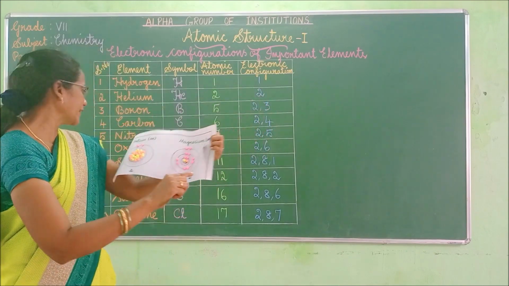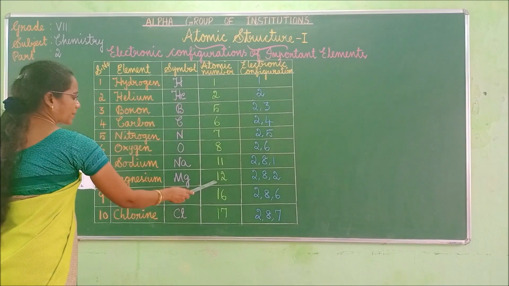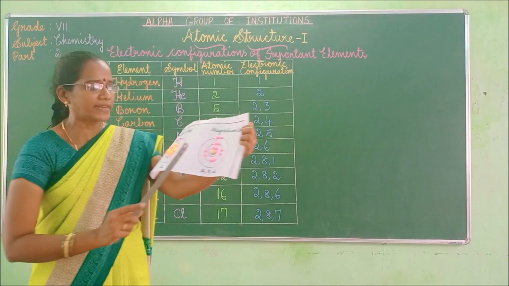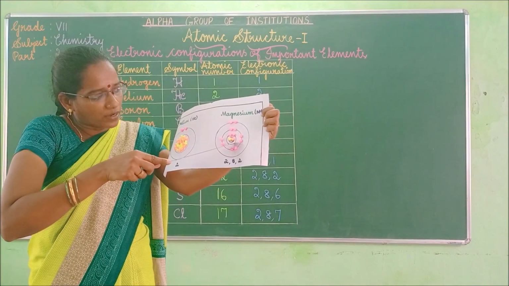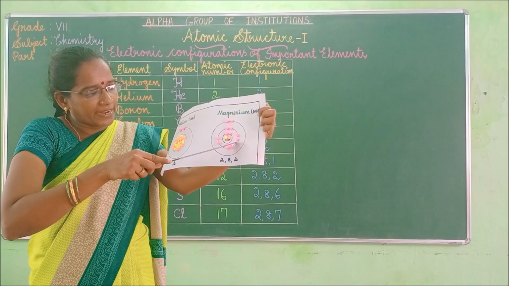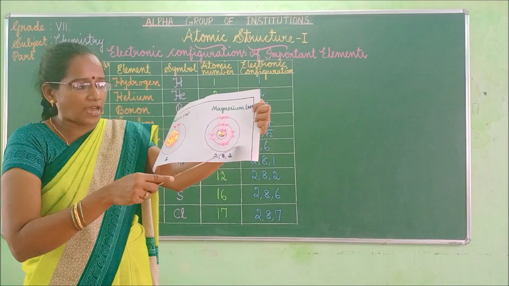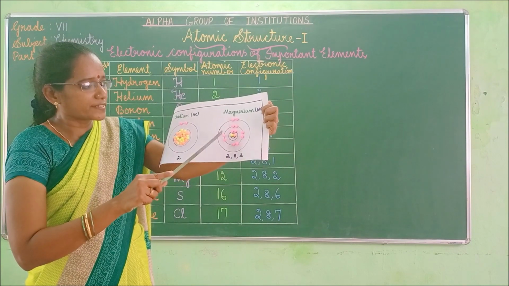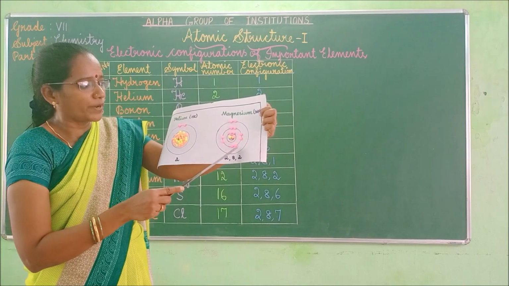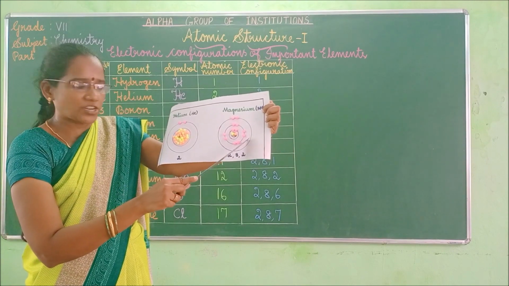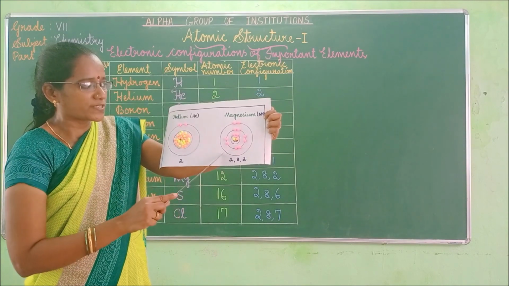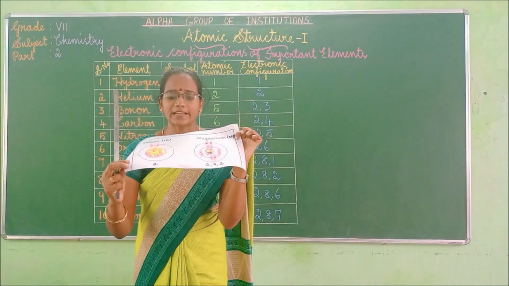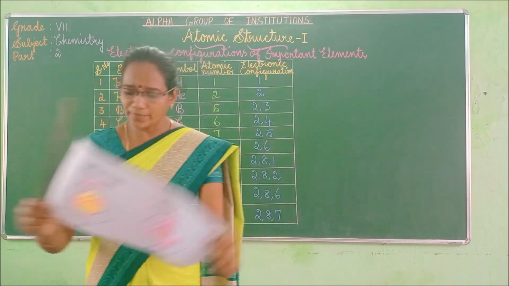Next one, let us see magnesium. For magnesium the atomic number is 12. So its electronic configuration is 2, 8, 2, isn't it? Here the inner orbit is here, this is the second orbit and this is the outermost orbit. In the first orbit, 2 electrons are present. In the second orbit, 2, 4, 6, 8, 8 electrons are present, and in the outermost orbit 2 electrons are present. This is the electron arrangement of the magnesium atom.